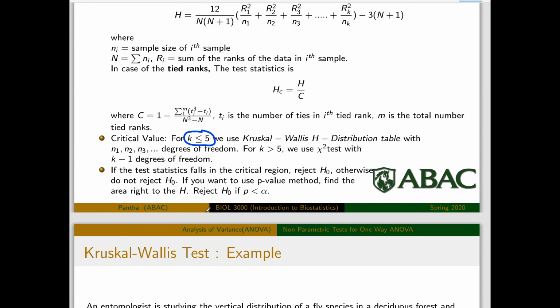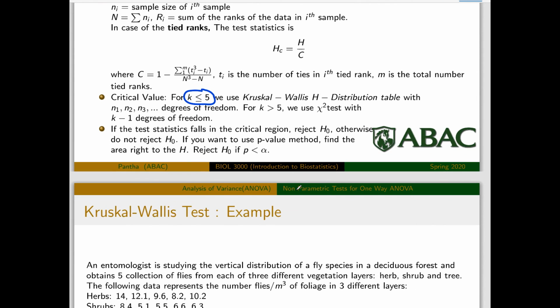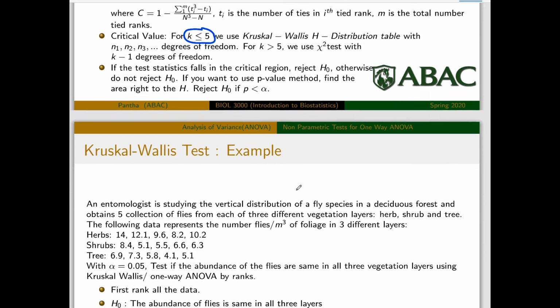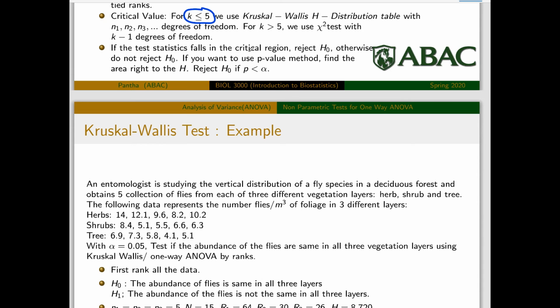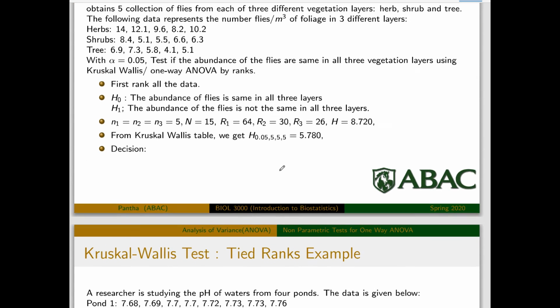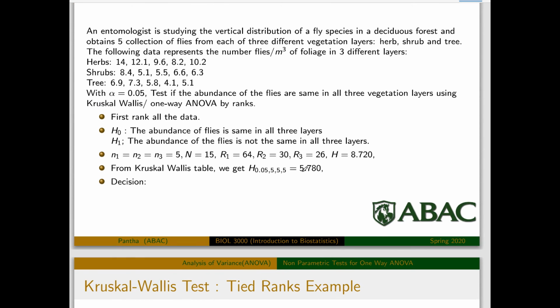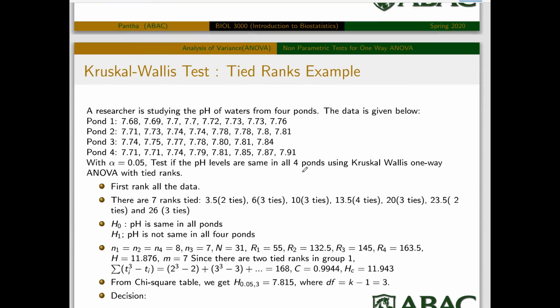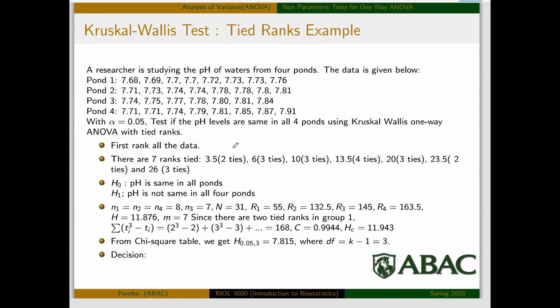Okay, if the test statistic falls in the critical region, reject H0, otherwise do not reject H0. If you want to use the p-value method, find the area to the right of H. Reject H0 if P is less than alpha. So basically we are using the right-tail chi-square test in the case of K greater than 5, right? These are the examples I did here. The slide is already posted in GeorgeVIEW, so you can look at the examples, but I am doing this problem using R.